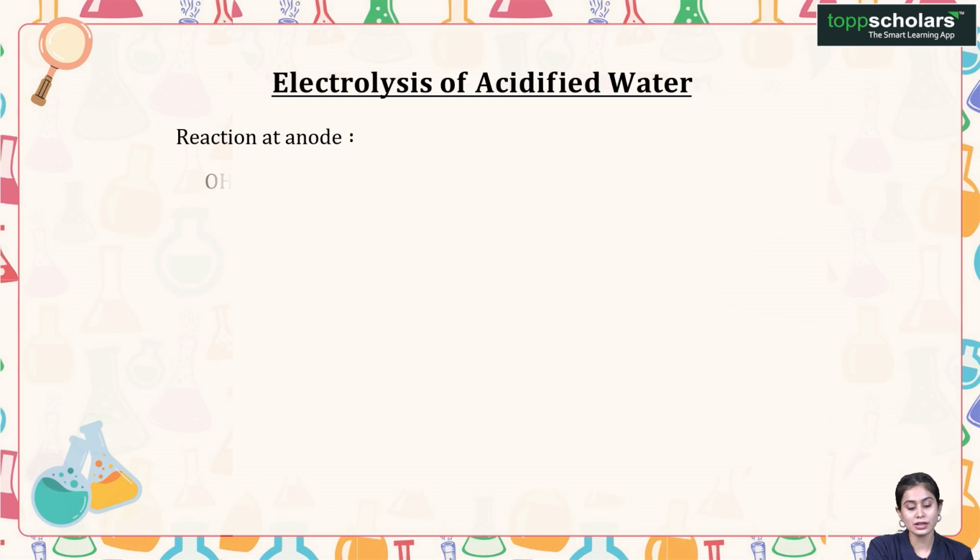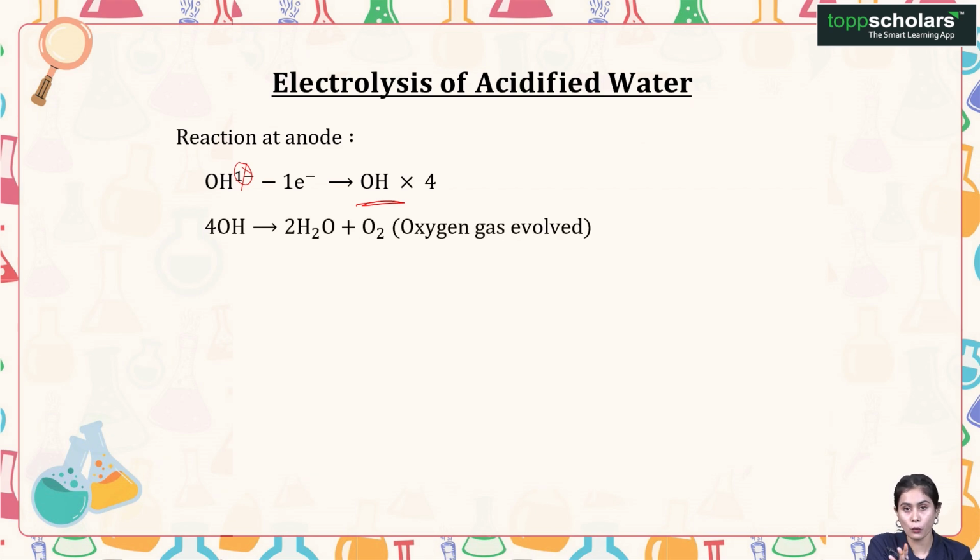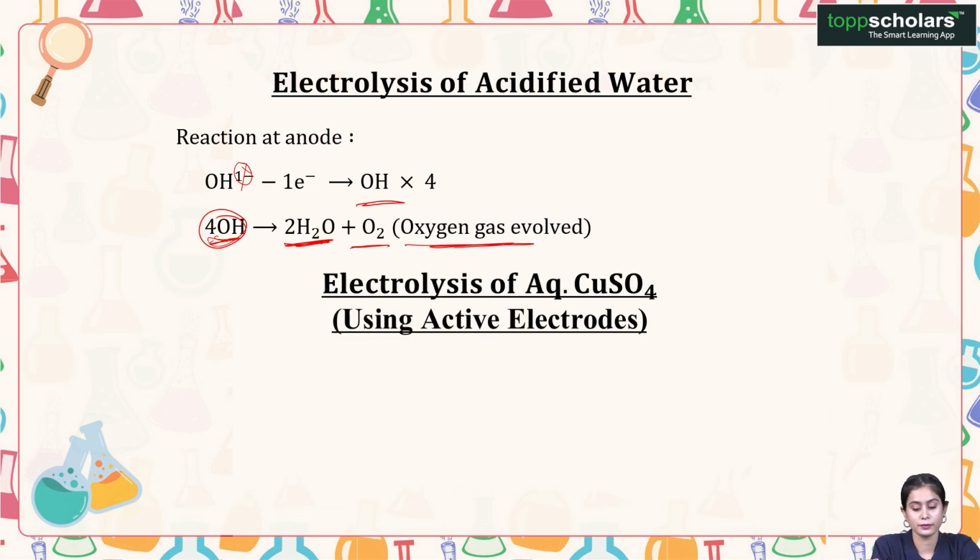Moving on to the reaction at the anode. What will happen? The OH- ions which were formed because of the dissociation of water will lose one electron. It will form 4OH, correct? So for 4OH, how will you write it? It forms 2H2O, okay, from this only we are forming everything, and O2, oxygen gas will be evolved. You have to remember this.